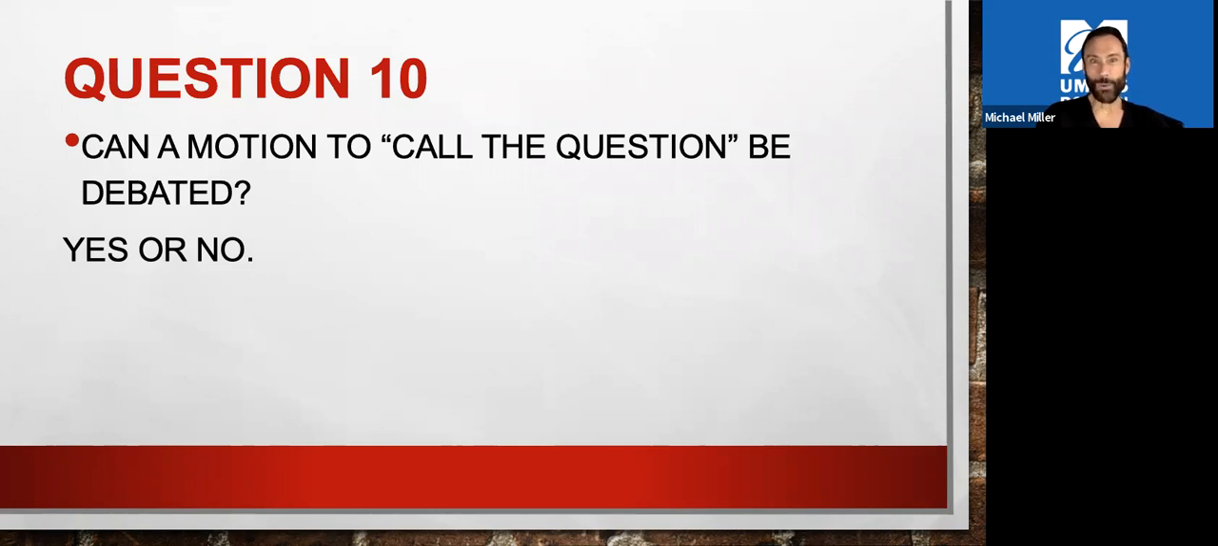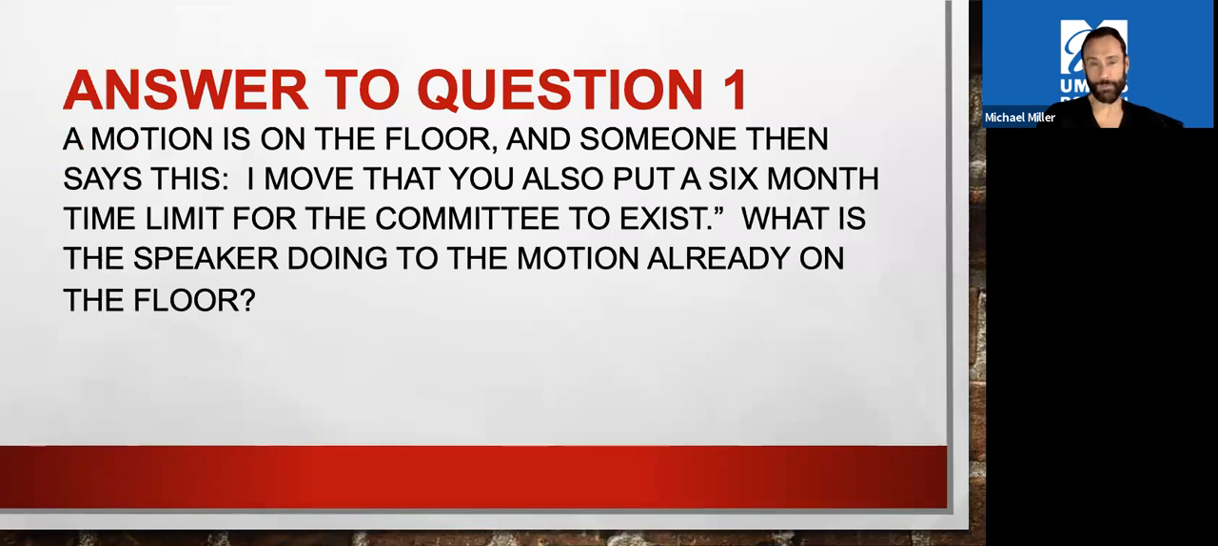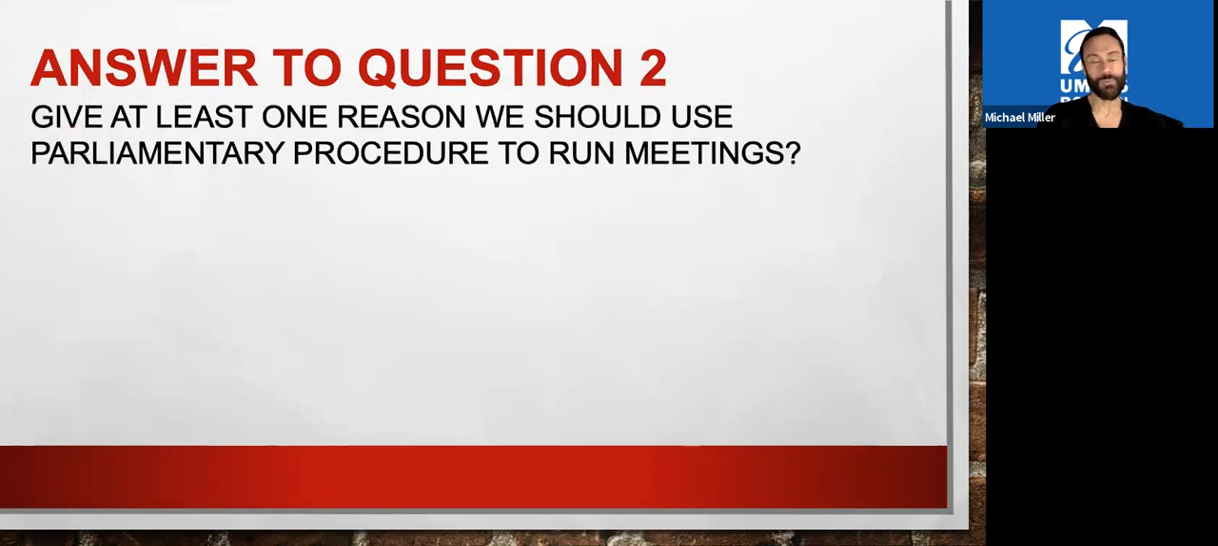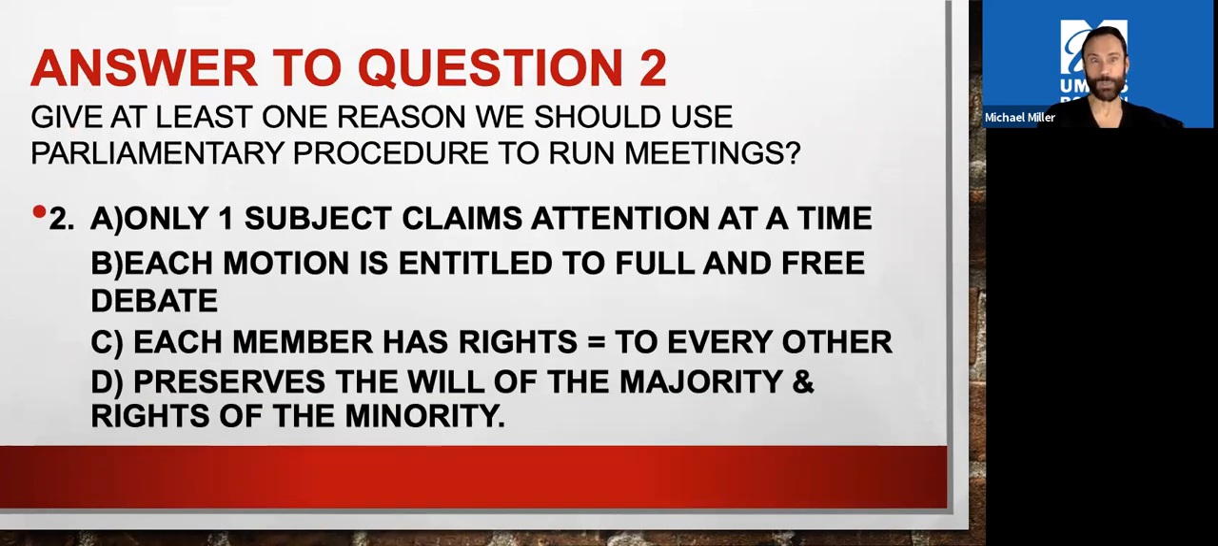All right. Here we go, the answers to question number 1. The answer is amend. You're making a motion to amend the motion. That's the correct answer. The answer to question number 2, the 4 reasons why we should use parliamentary procedure. Any of these gets you a point. Also, if you said anything like it allows the right to unite around a common purpose, I'll give you a point for that too. But these are the 4 reasons I shared with you in the first video.